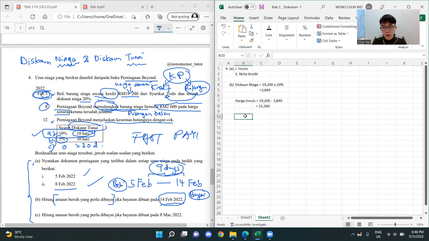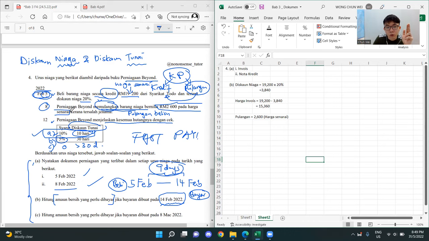This is harga invoice. So on 8, there is a pulangan. So how much is the pulangan first? The pulangan ialah 2,600 for the harga invoice. But what about the harga, not harga invoice, but the harga senarai? Okay, the pulangan is 2,600 for the harga senarai, the list price.